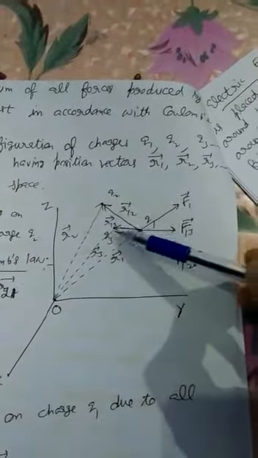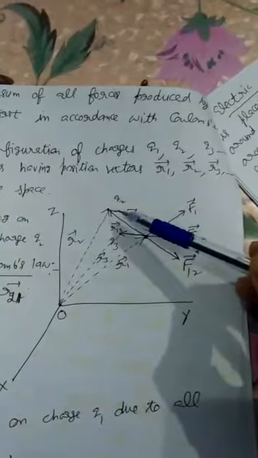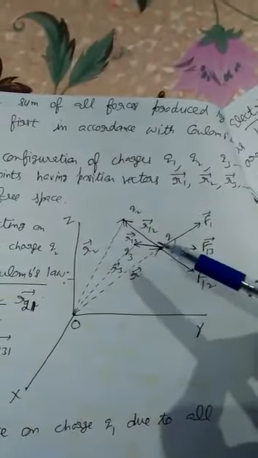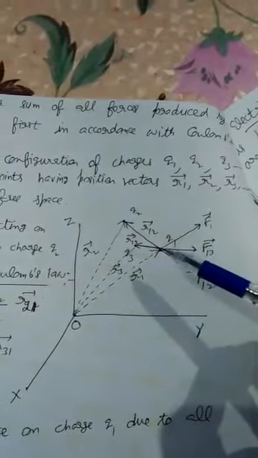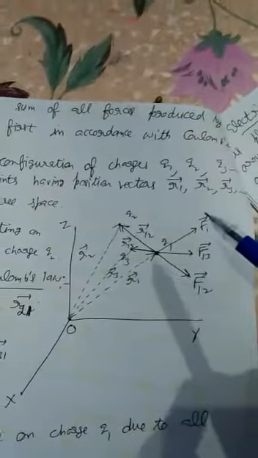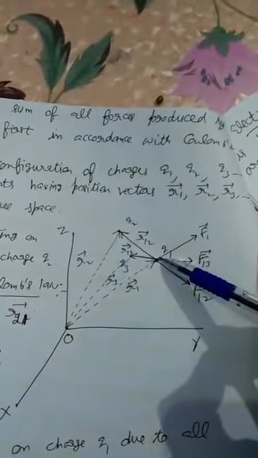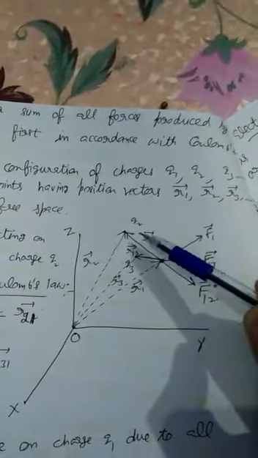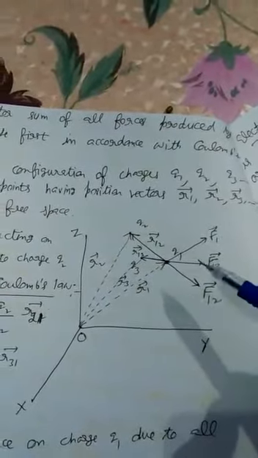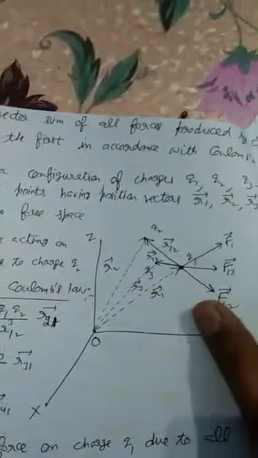All charges are of the same nature, so they will always have a force of repulsion between each other. We want to find out the total force acting on charge Q1 due to all the charges, that is Q2, Q3 and so on. This we want to find out.